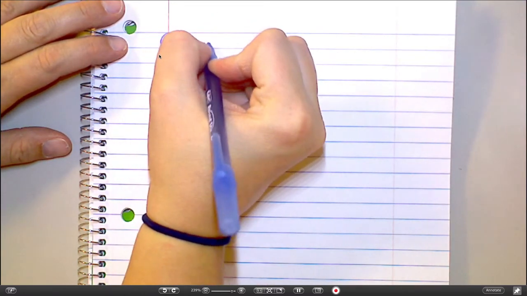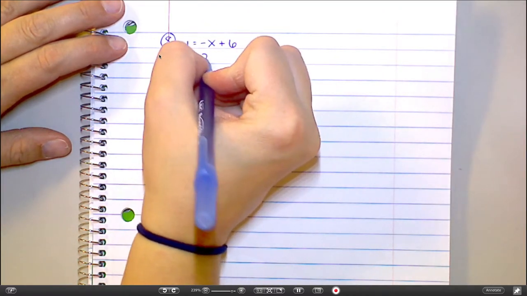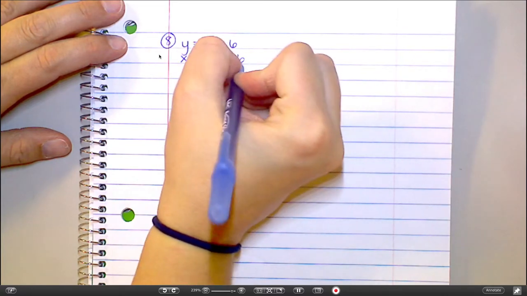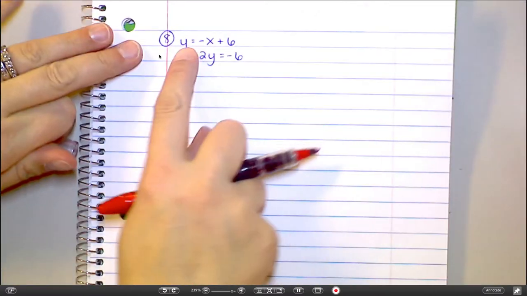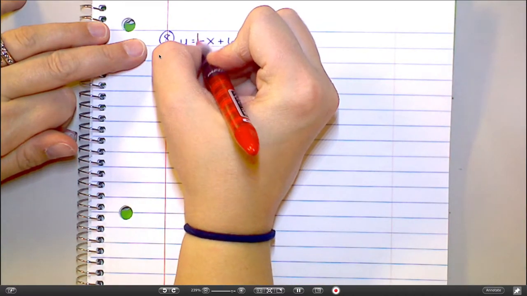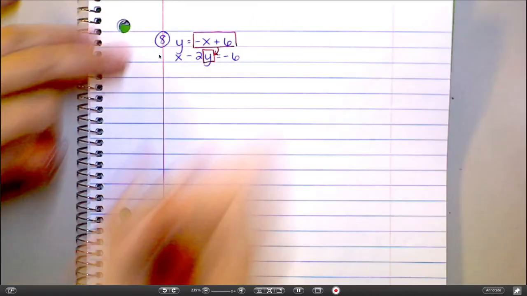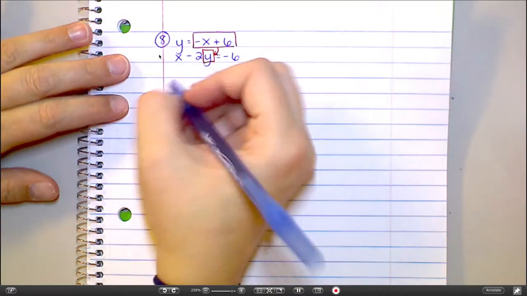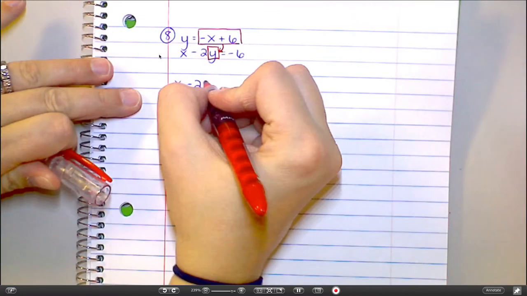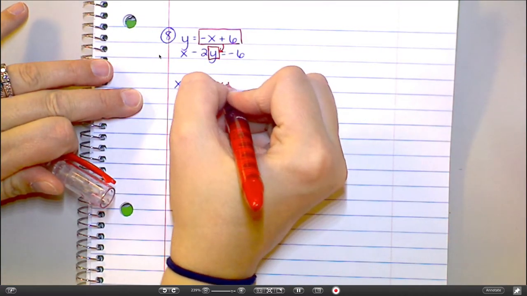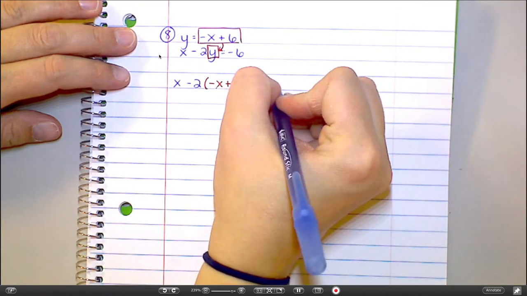y equals negative x plus 6 and x minus 2y equals negative 6. What do I love about this problem? It's already in the thing. Yeah, the first one's already set for you, right? The first one already has y by itself. So I'm going to put negative x plus 6 in place of y right here. Okay. So now I have x minus 2, and then in parentheses, negative x plus 6 equals negative 6.